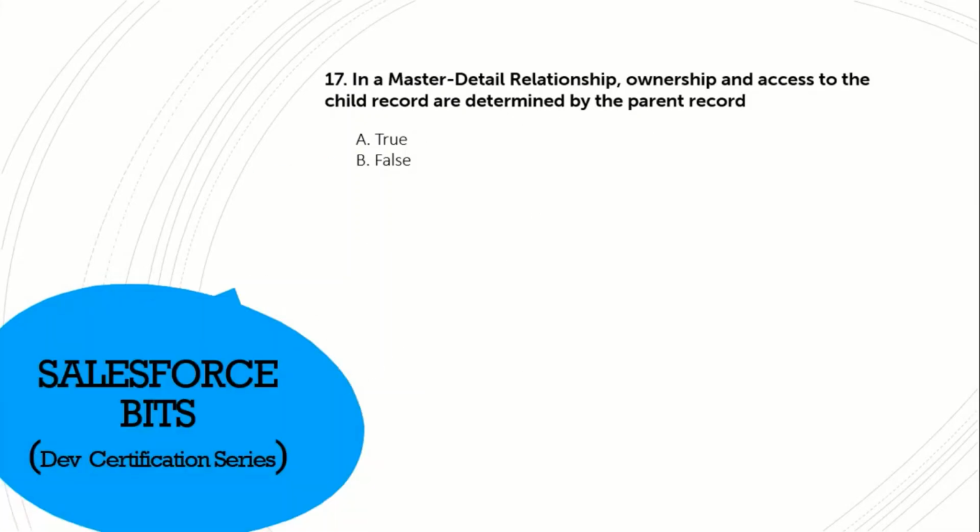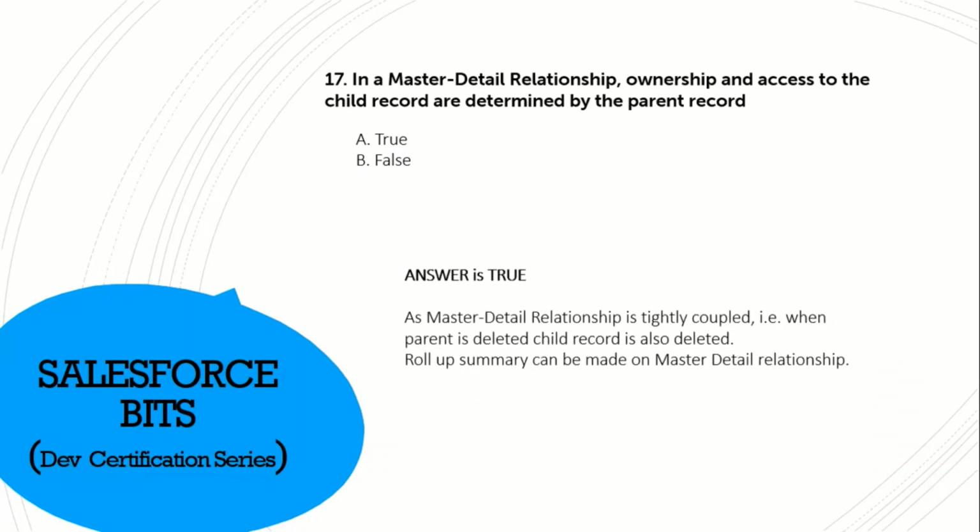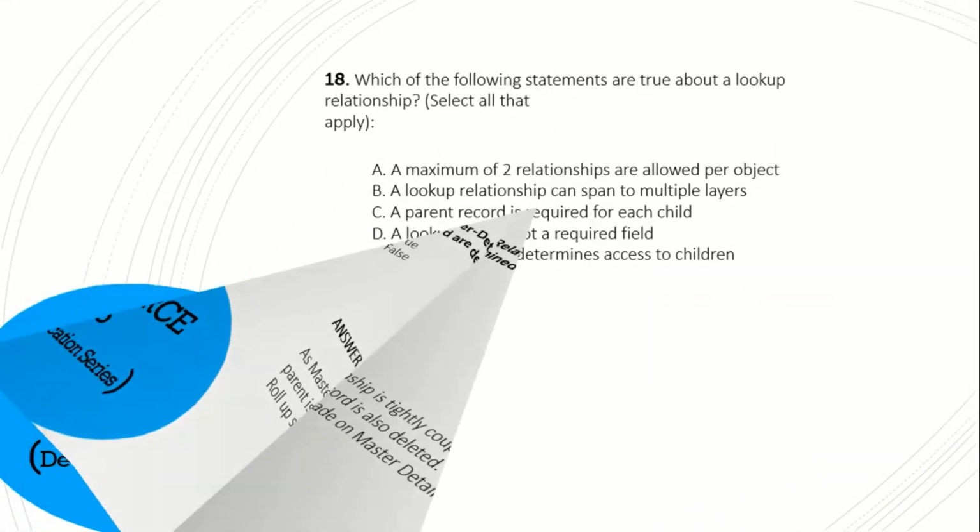In a master detail relationship, ownership and access to the child record are determined by the parent record. Yes, true, because it's tightly coupled, and if you delete the parent record, the child is also deleted. And roll-up summary can also be made on the master detail relationship.